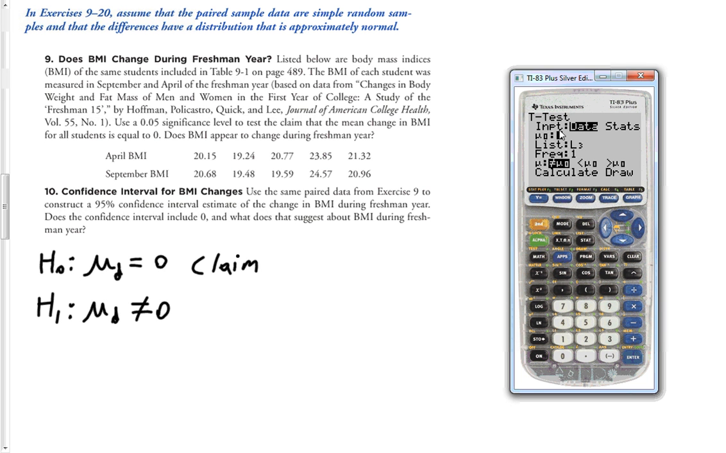So I go down. The null hypothesis says that the mean difference is 0, so that's good. My list is list 3, so that's also good. And the frequency of that list is 1. And my alternative hypothesis is that the mean is not equal to 0. So I highlight not equal to mu d. Then I go down to calculate. And I get a lot of information here.